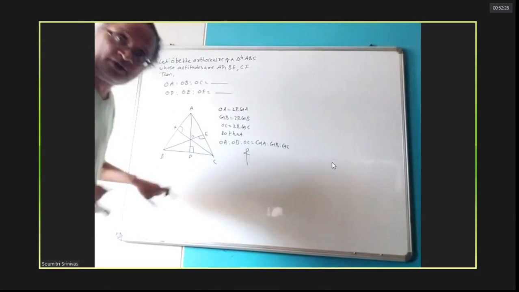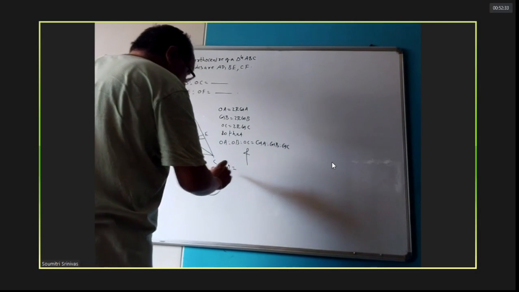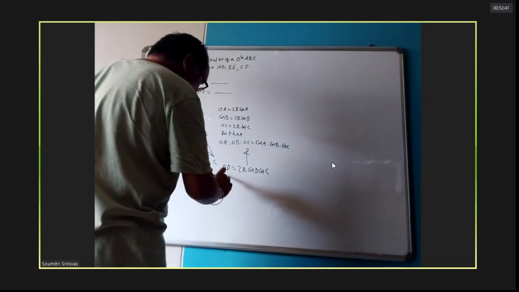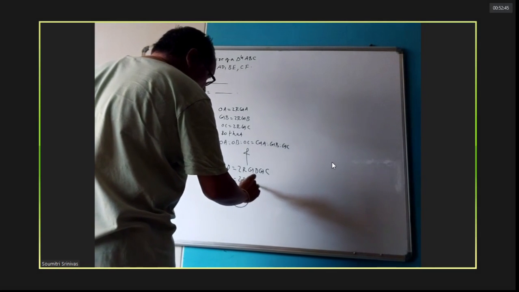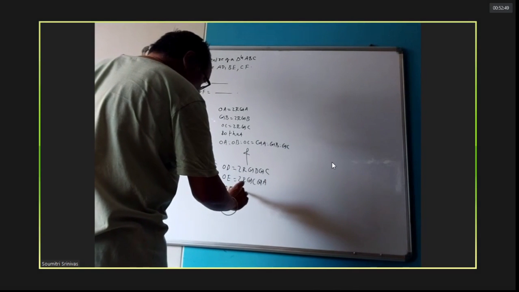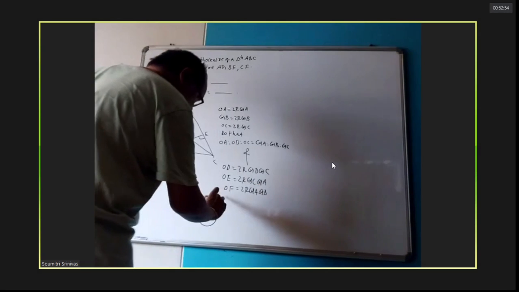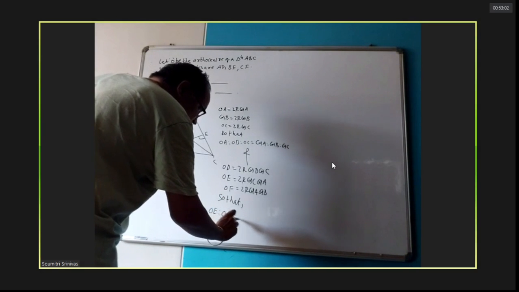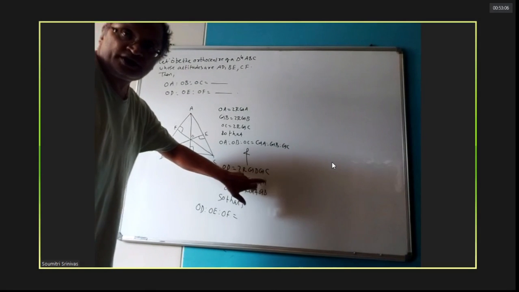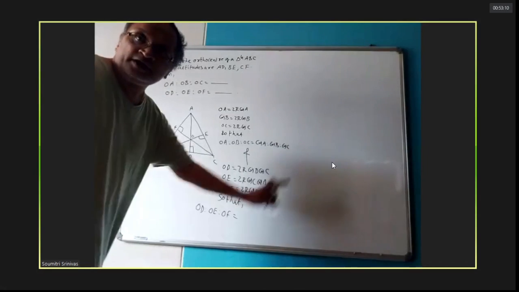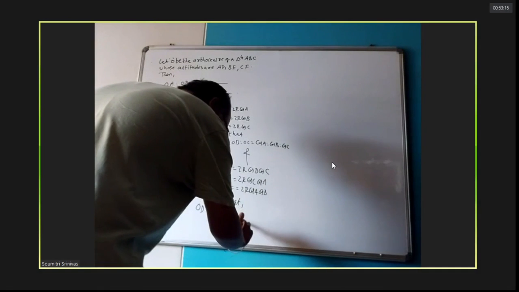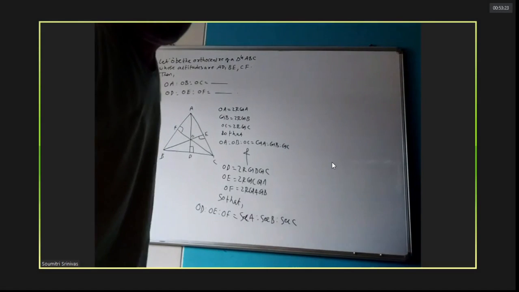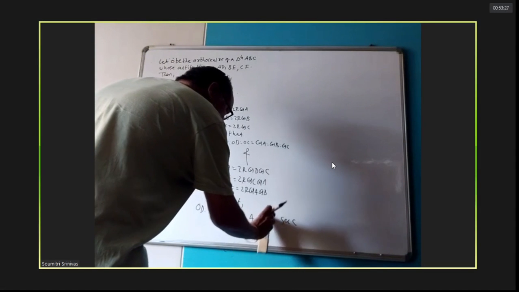Now orthocenter से side को distance. Very important for advanced exam. OD is 2R cos B cos C, OE is 2R cos C cos A, and OF is 2R cos A cos B. So that OD is to OE is to OF is cos B cos C is to cos C cos A is to cos A cos B. 2R will cancel off. Divide throughout by cos A cos B cos C. You will get secant A is to secant B is to secant C. Correct?